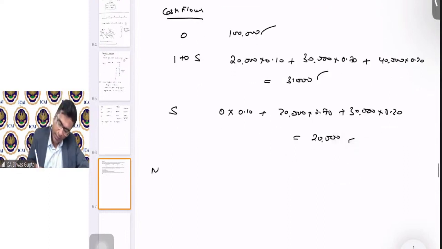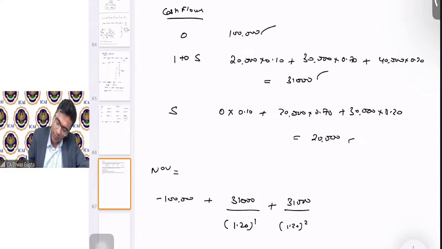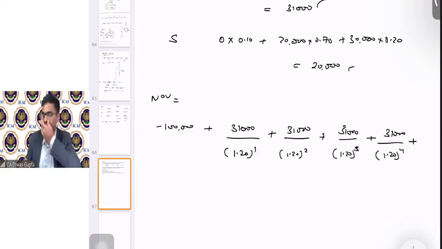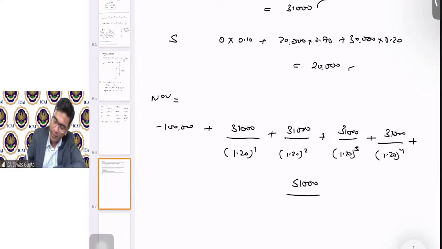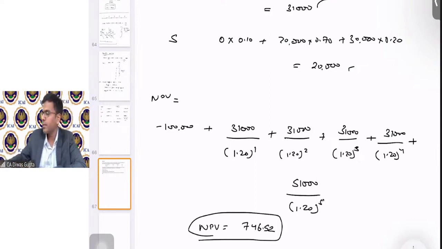So NPV will be minus 1 lakh plus 31,000 divided by 1.20 raised to the power 1 for first year, second year, third year, fourth year, and lastly, fifth year. For the fifth year, simply we can take 31 plus 20, which is 51,000 divided by 1.20 raised to the power 5. Correct? So here the NPV will be 746.52. Okay, students?